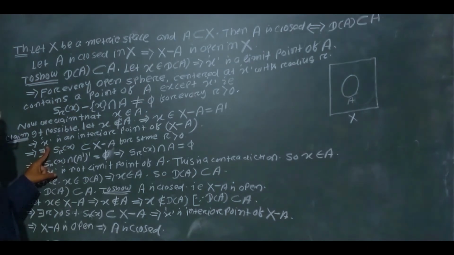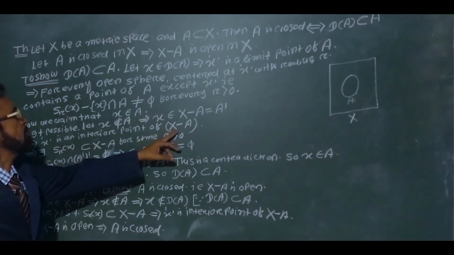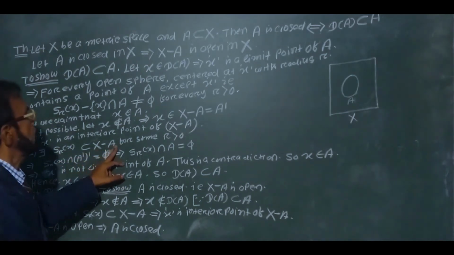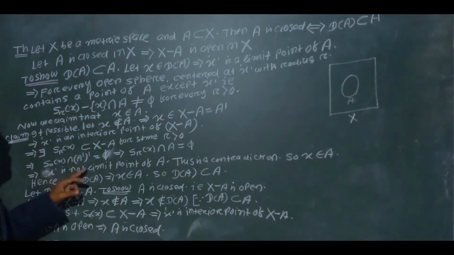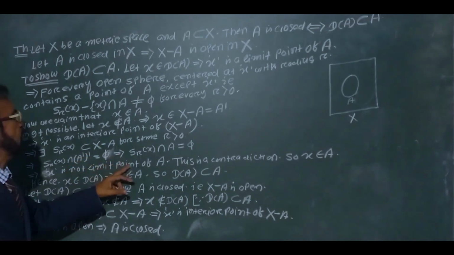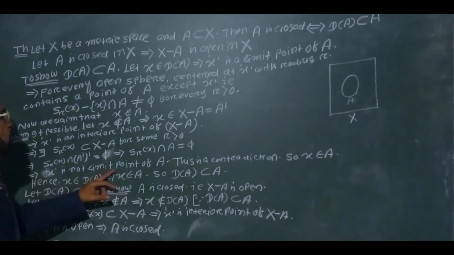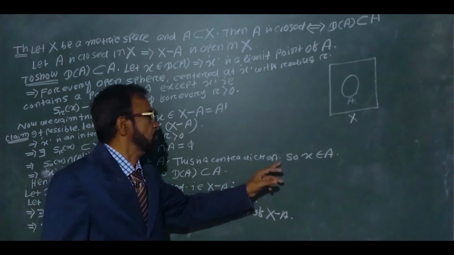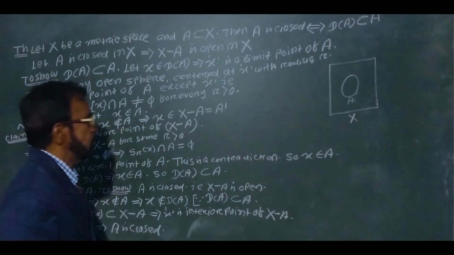Since X minus A is open and x belongs to it, x must be an interior point of X minus A, which implies there exists an open sphere of x with radius r such that S_r(x) is a subset of X minus A for some r greater than 0. This implies S_r(x) intersection A is equal to phi, which implies x is not a limit point of A. But this is a contradiction. This contradiction occurs because our assumption is wrong. What is our assumption? Our assumption is x does not belong to A. Hence x belongs to A.